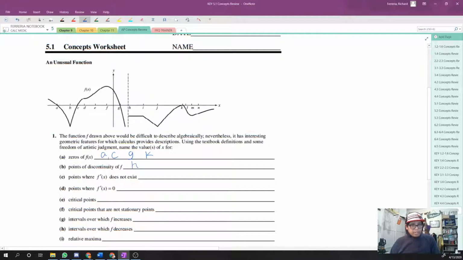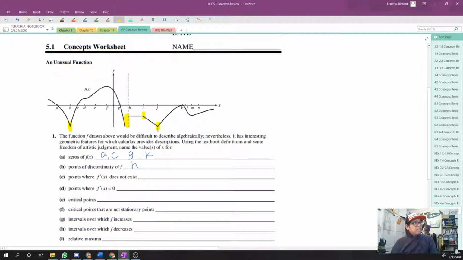Are there any points where f prime does not exist? F prime isn't going to exist, well, first of all, at our discontinuity. Secondly, it's not going to exist when the slope from the left and the slope from the right don't agree. Over here at this point, the slope from the left is negative and the slope from the right is positive. You can call that a corner or a cusp if you like. Here's another place where the slope from the left and the slope from the right do not agree.